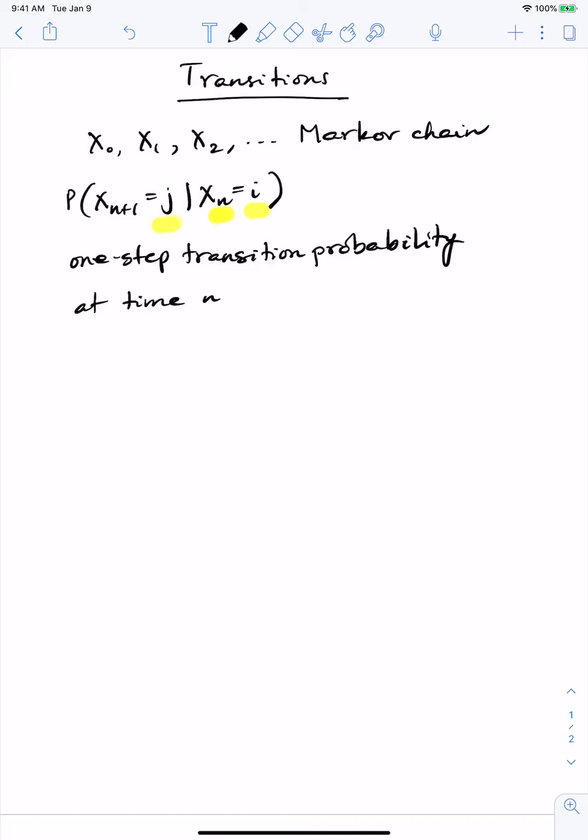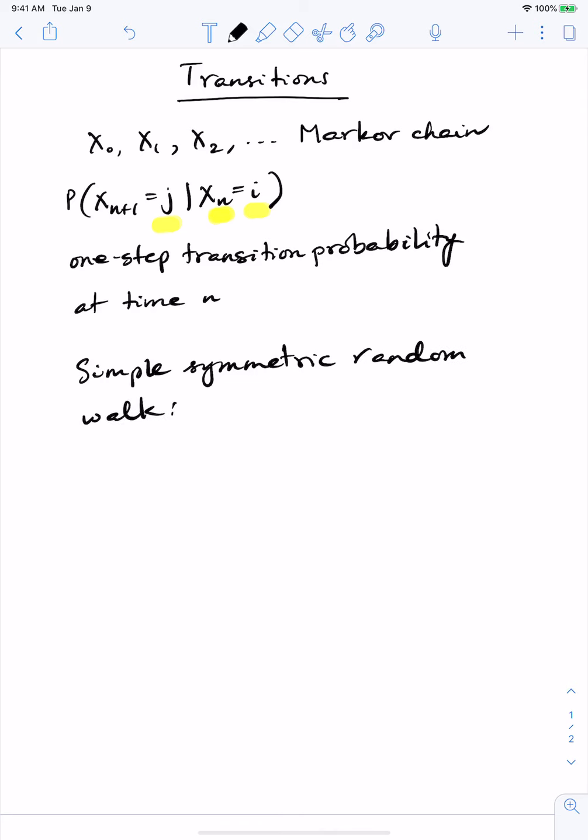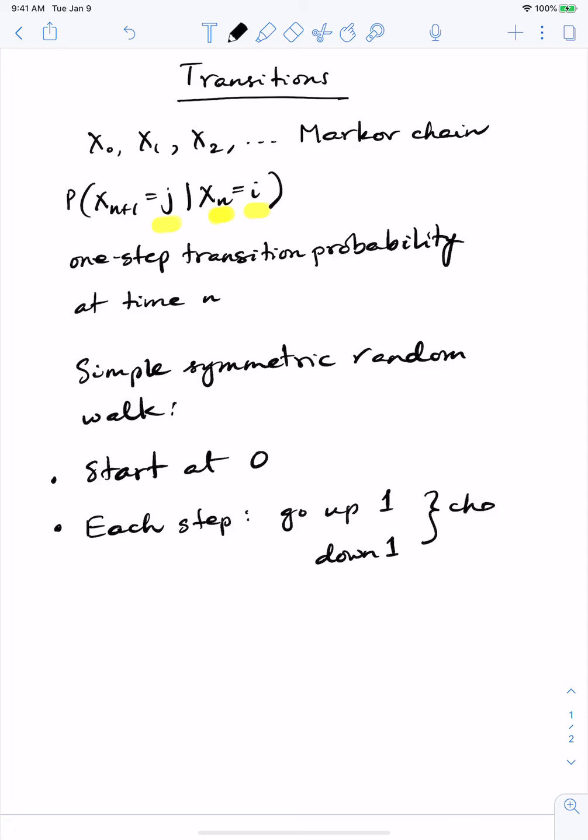Consider, for example, what is called the simple symmetric random walk. Say you start at 0, and at each step you essentially toss a coin. You go up 1 or down 1, with probability half each.